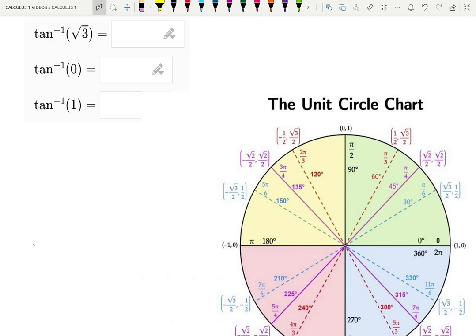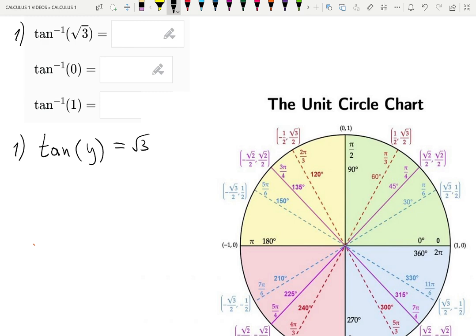Let's work with inverse trigonometric functions. Tangent minus 1 of square root of 3, or basically arctangent of square root of 3, is, well, we want to answer the question, tangent of what angle gives us square root of 3? That's how you work with inverse functions, not necessarily trigonometric ones.